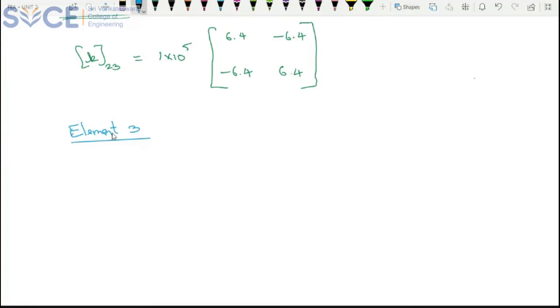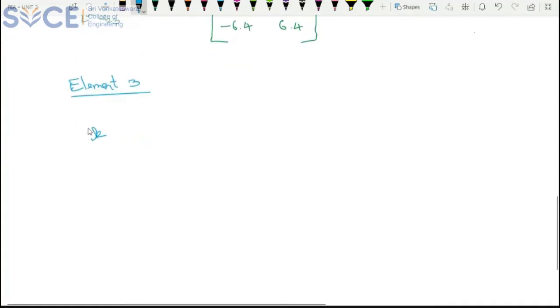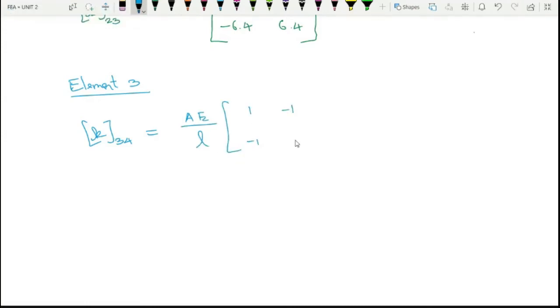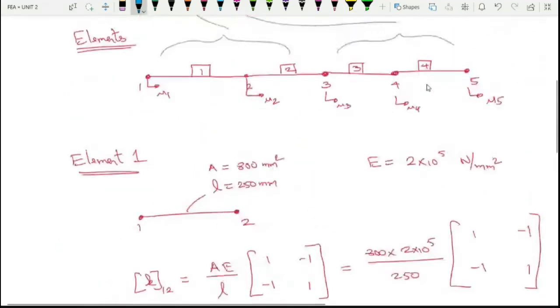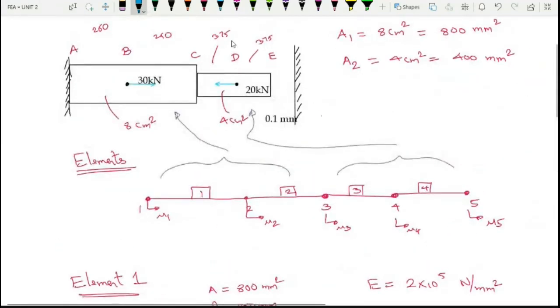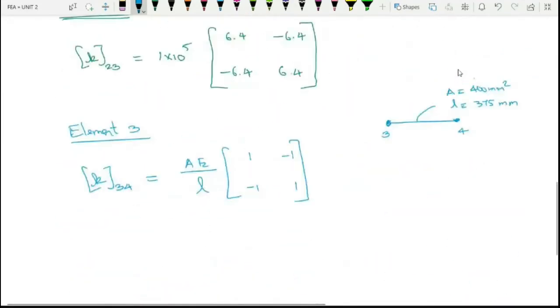When I go for element 3, it is K connecting nodal points 3 and 4. You know it is A E by L times [1 -1; -1 1]. So for element 3, which is connecting nodal points 3 and 4, your area is 400 mm square and your length is 375 mm. So there is a difference in your area and your length. You can see that it is 375 and it is 400 mm square. Young's modulus is the same.